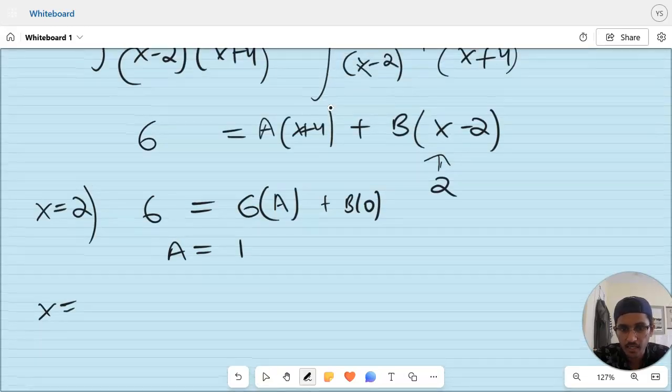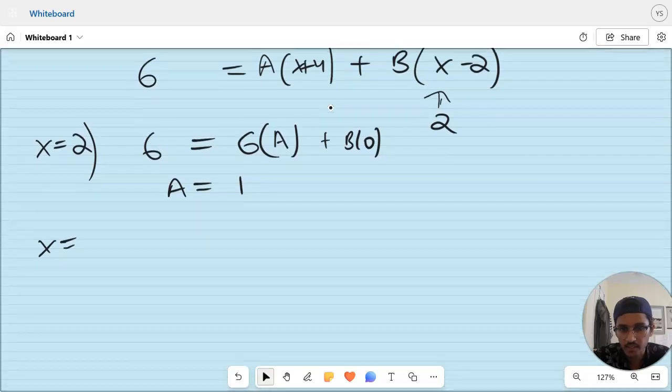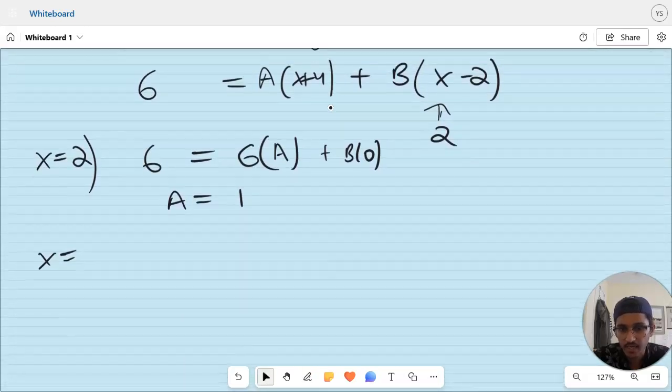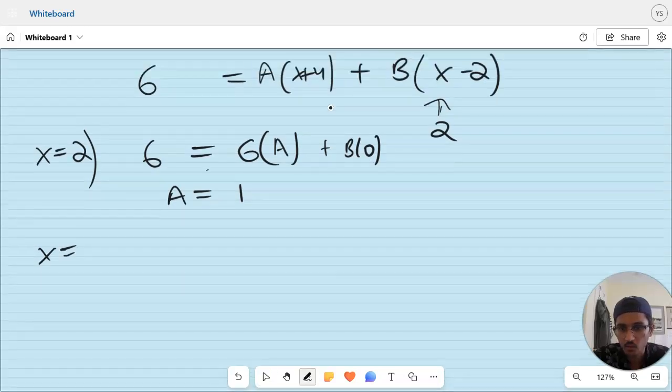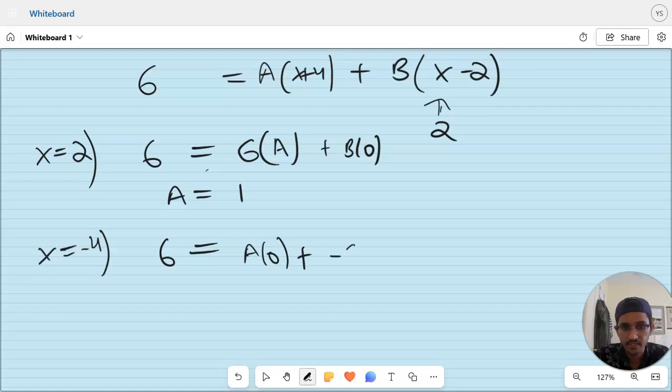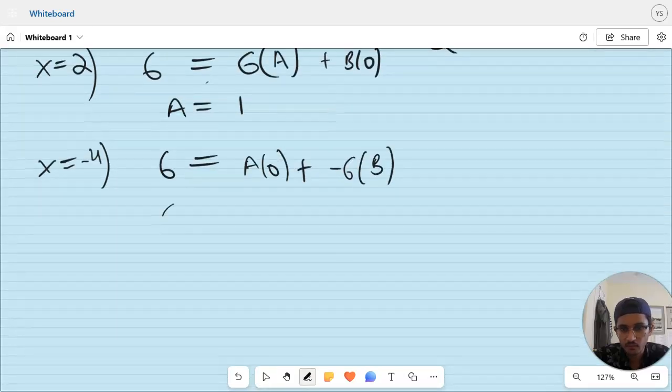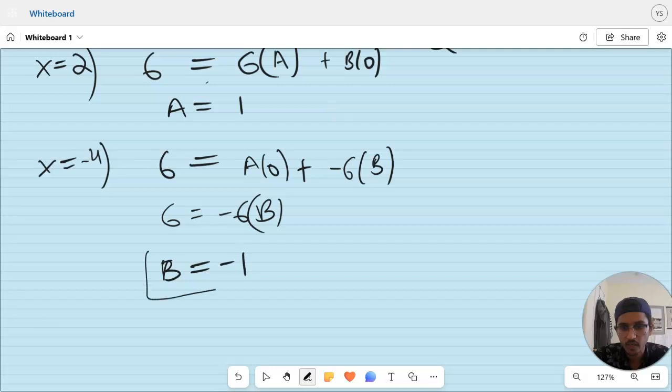Now, if we let x equal negative 4, because that's what's going to cancel out the A, it's going to be 6 equals, negative 4 plus 4 is 0, so A times 0 plus negative 6B. We're going to be left with 6 equals negative 6B. Divide by negative 6 on both sides, and we're going to get B equals negative 1.